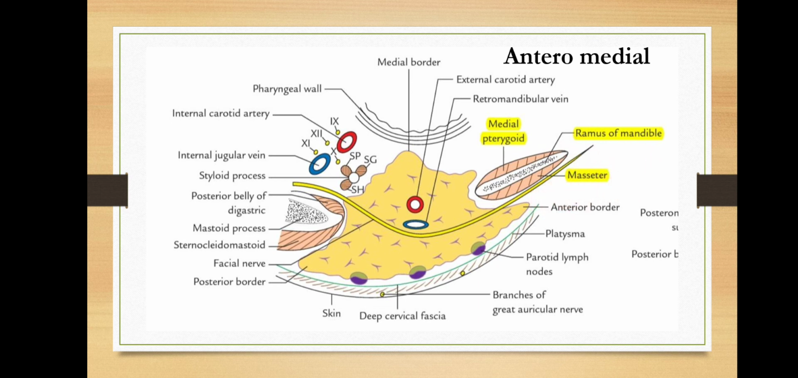It is simple: you should remember the whole diagram. If you remember the whole diagram, you can easily write all the relations of the parotid gland. So just draw the diagram and practice many times.